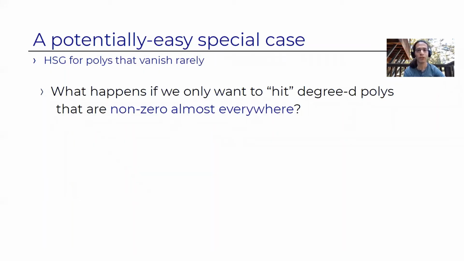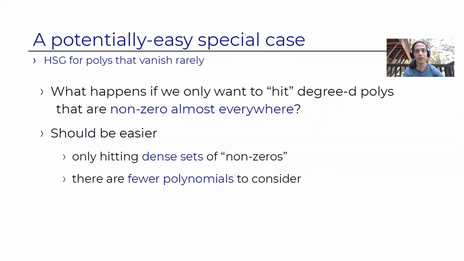The motivating question that underlies this work is what happens if we only want to hit those degree d polynomials that are non-zero on almost all of their inputs. Or in other words, hitting degree d polynomials that vanish extremely rarely. And intuitively, this should be an easier problem. First of all, because we're only hitting dense sets of non-zeros, because we only want to hit polynomials whose non-zero set is extremely large. And secondly, there are simply fewer such polynomials, so there are fewer non-zero sets to hit.